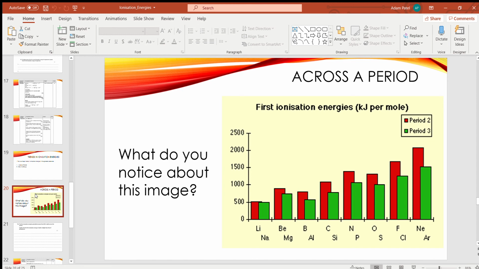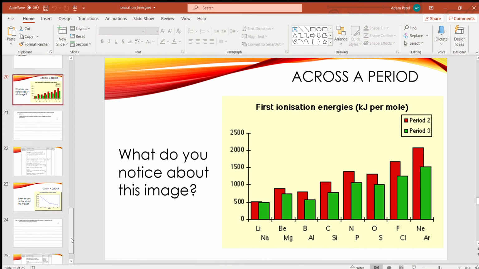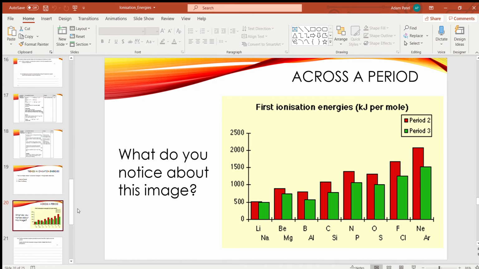As you can see, the general trend for our graph is that across a period, the ionization energies actually increase. That's a very, very important point to consider. Another important point to consider is that there are two exceptions to this increase.